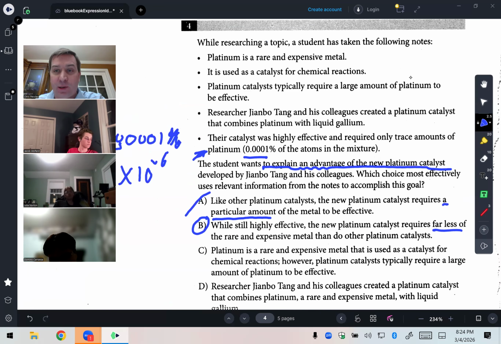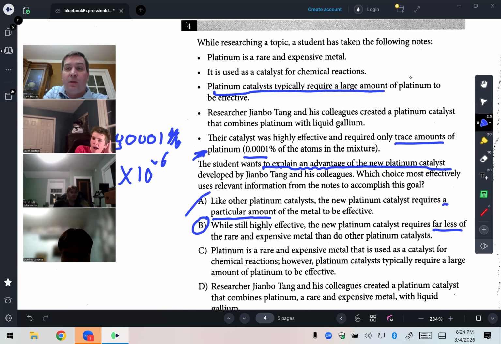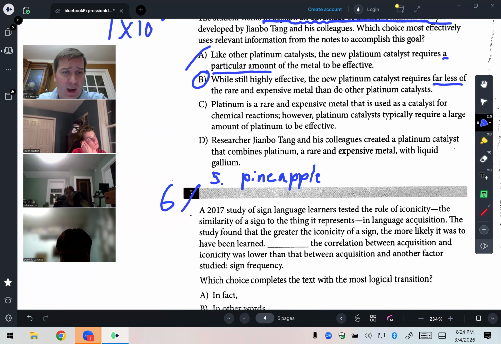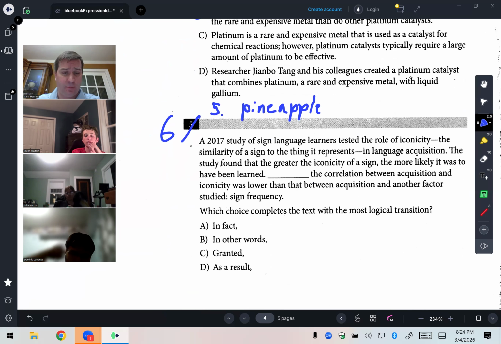Yeah, so that's the whole point of this passage. We only need trace amounts of the platinum, unlike the other catalysts. Platinum catalysts typically require a large amount of platinum. All right, so on to the next one. The next one's about pineapples. I don't have it on the screen, so I'm just going to read it.